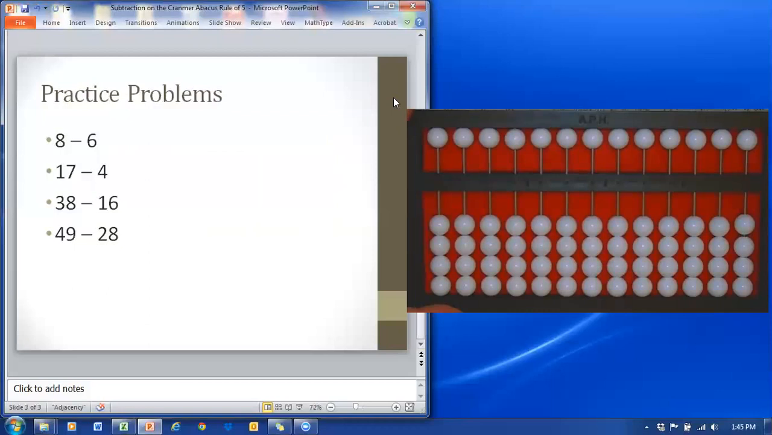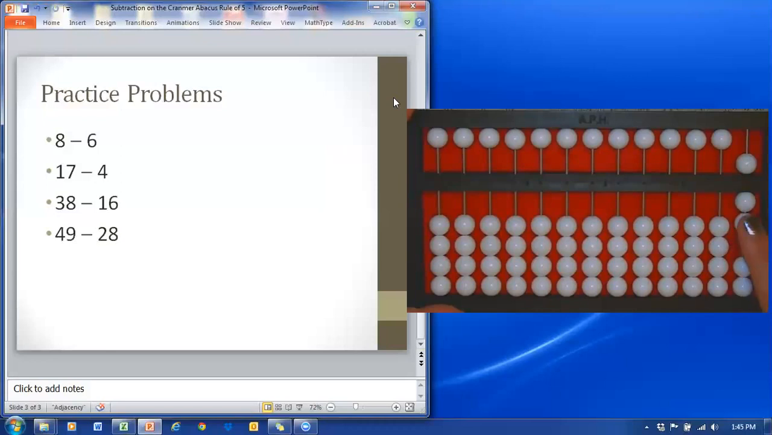Some practice problems. The first one we're going to do is 8 minus 6. So we're going to go ahead and set 8 on the abacus in the ones column. That's a 5 bead and 3 1 beads. Now we're going to subtract 6 using the counting method. So I'm going to pull 1 bead at a time away from that counting bar. When I get to the point where I have to use that 5 bead, that's when I'm going to use the rule of 5. So I'm going to start by bringing 1 bead down at a time.